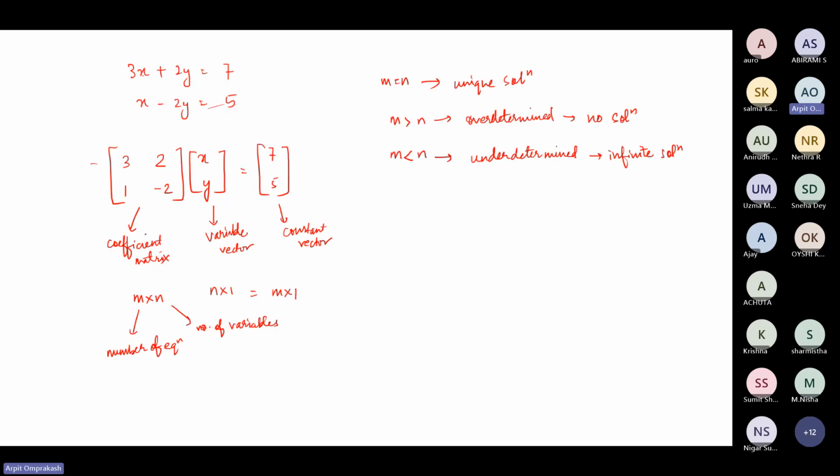The solution of this system: let's say we represent this as a matrix A, this variable vector as X and this constant vector as B. We have the equation AX is equal to B. What we can do is multiply it by A inverse. Basically, A inverse times A will be the identity, and identity into X will be X. So we get X is equal to A inverse into B. This is how we solve a system of linear equations in linear algebra.